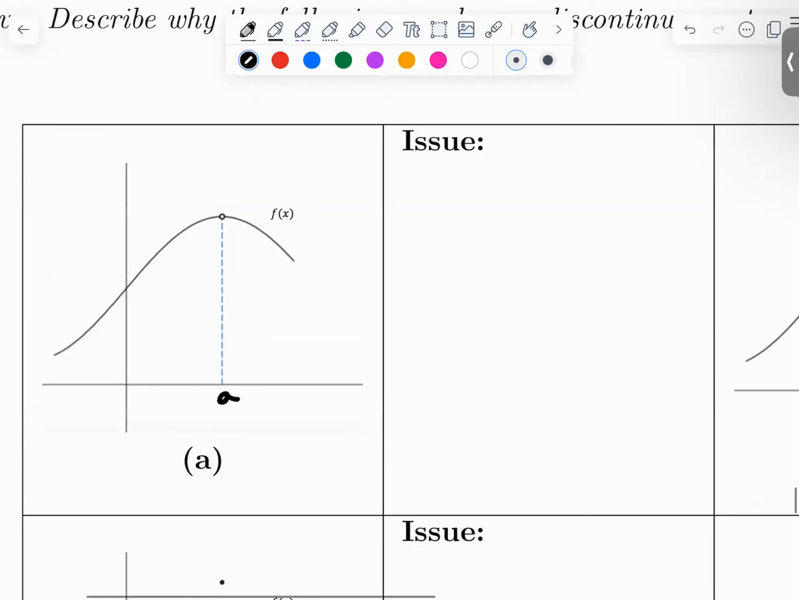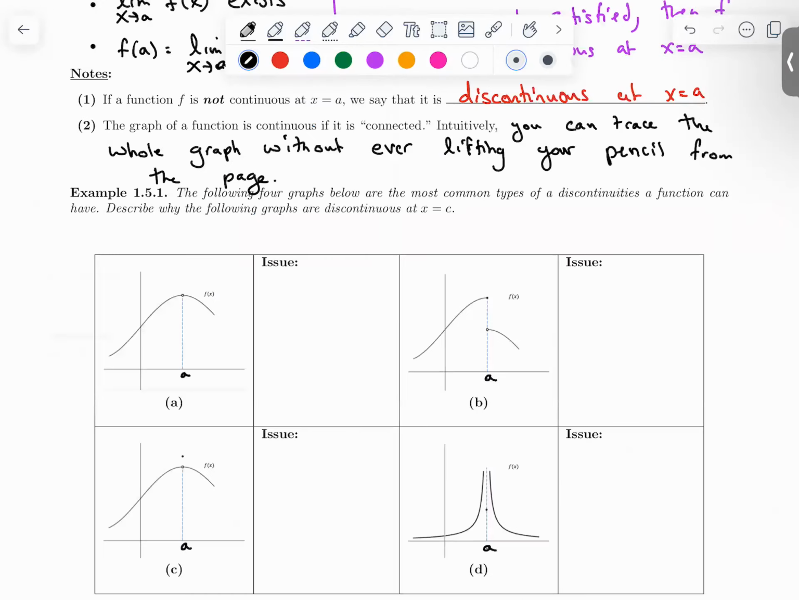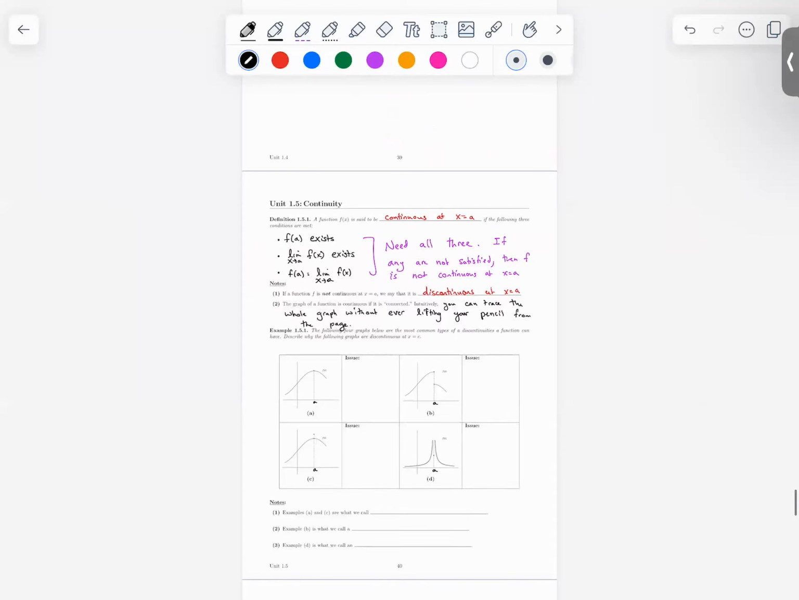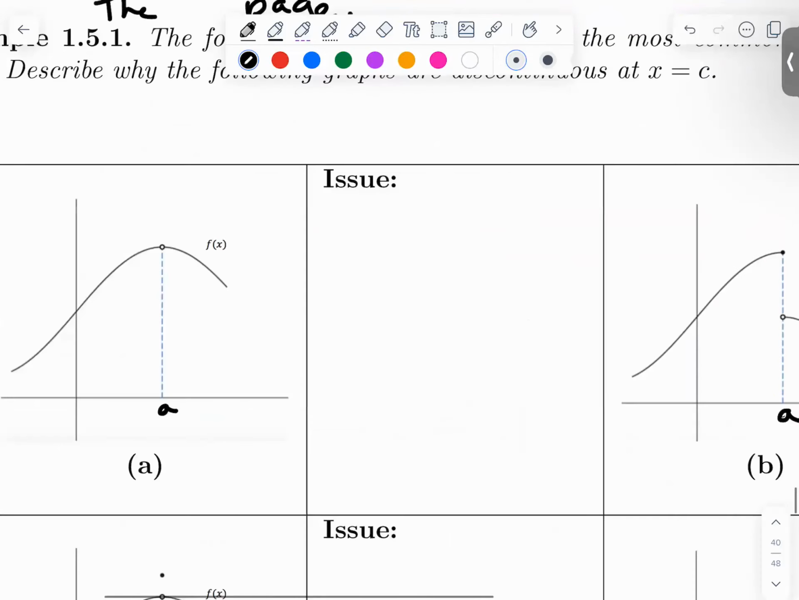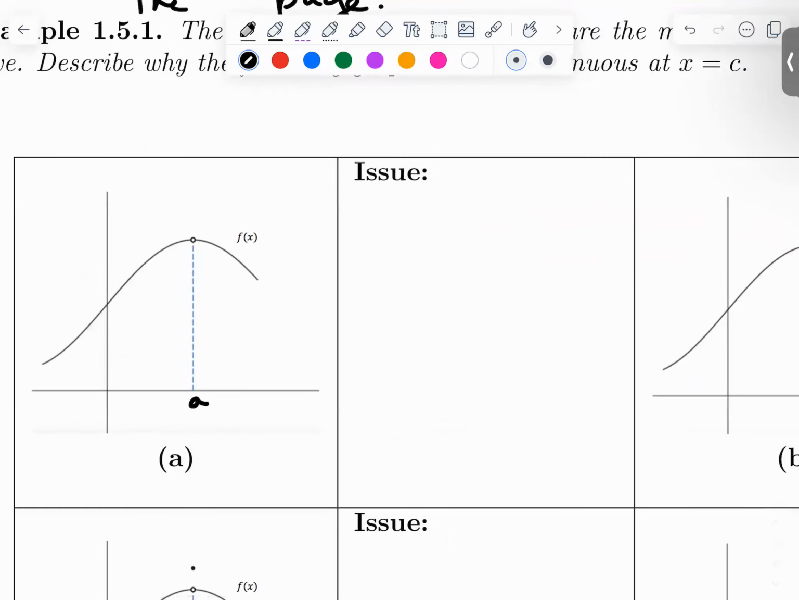So this one, it's hard to see when it's zoomed out like this. See why it's continuous, right? But if we zoom in, I'm just going to redo these ones and make that circle bigger. Desmos got a lot of upgrades since I started. You can actually make your circles larger. So anyways, the issue is that f of a doesn't exist. F of a does not exist.